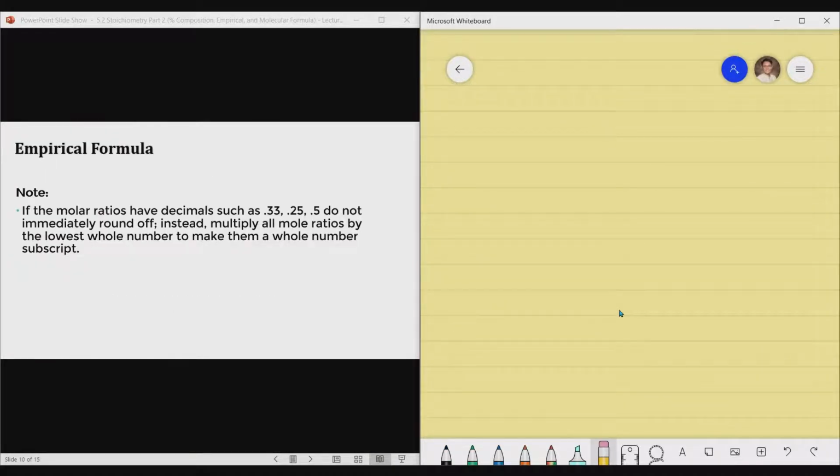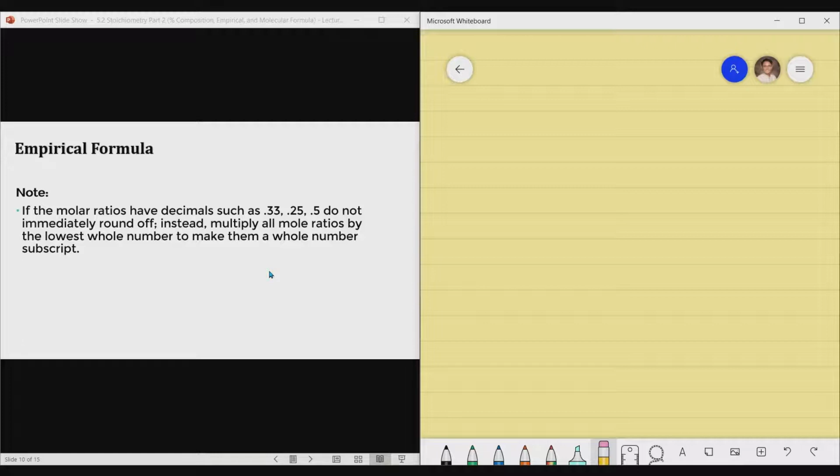Alright, before we proceed to the next topic, there are some things that we need to take note of for empirical formula. If the molar ratios have decimals such as 0.33 or 0.25 or 0.5, okay, do not immediately round it off. So for example, if it's exactly 0.33, 0.25, or 0.5 as the decimal numbers, do not immediately round it off.